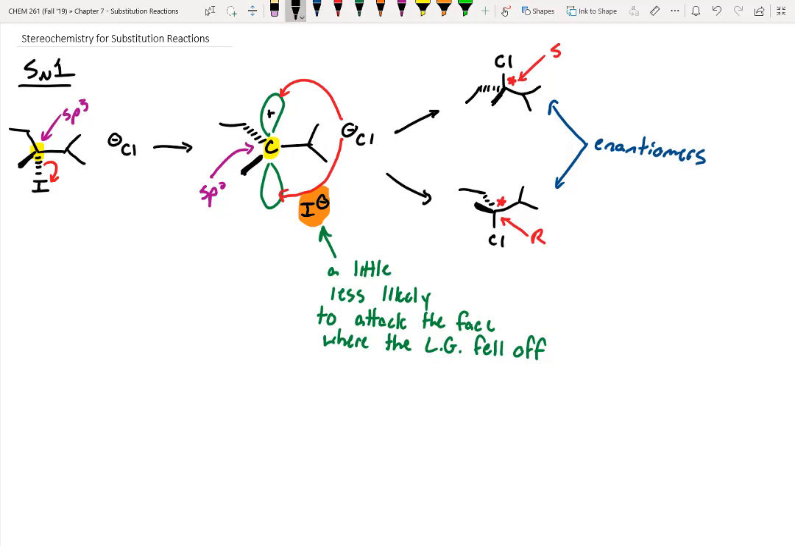So let's make a note. The note is that SN1 reactions give mixtures of stereoisomers.